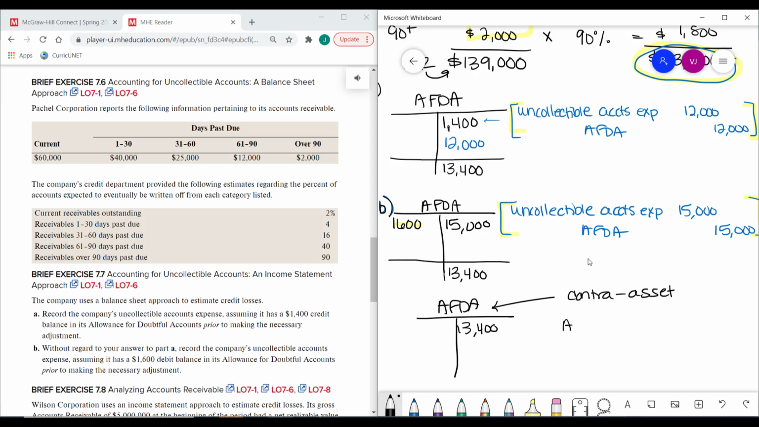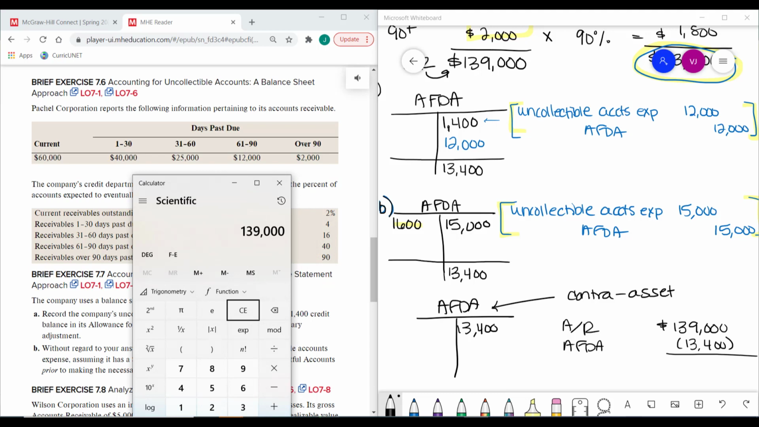So on the balance sheet, in this case, you'll have accounts receivable listed at $139, right? That's how much there is. But then you have the allowance for doubtful accounts telling you, okay, of that $139, $13,400 of it we're not going to collect. So when you subtract those two, the net realizable value of that accounts receivable is only $125,600. So we're saying that's how much we expect to actually collect.